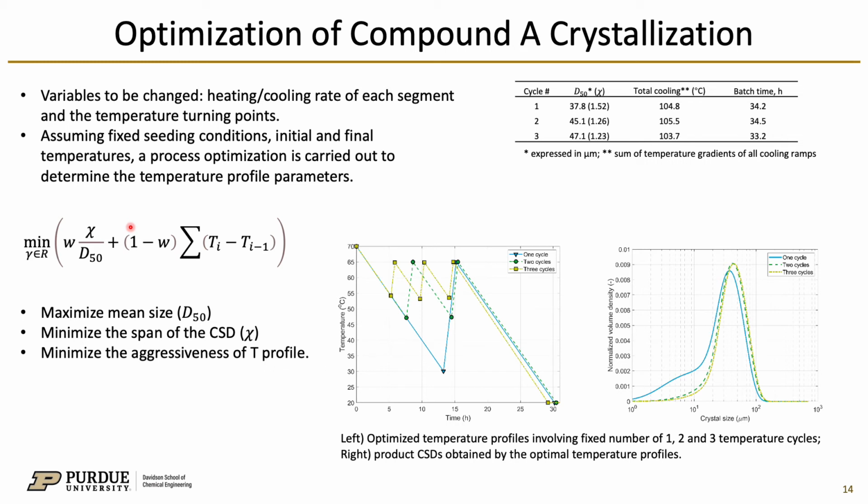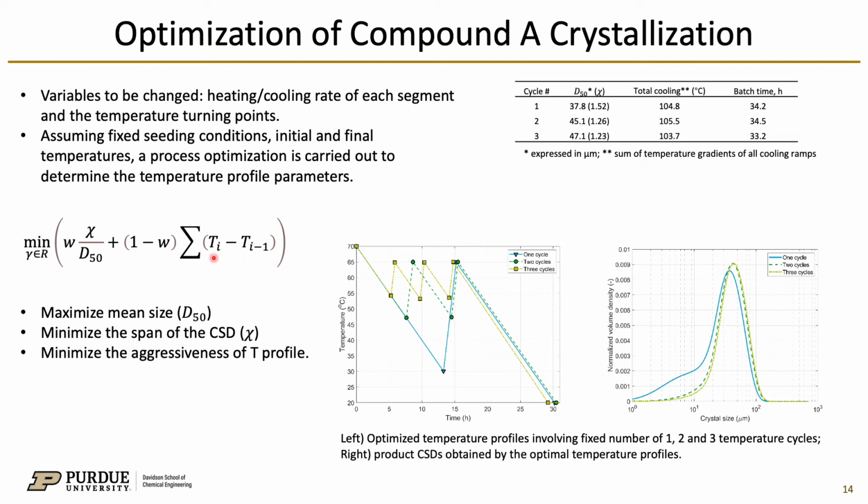These size identifiers, D50, D10, and D90, are good indicators of the broadness or the span of the crystal size distribution, and they are calculated as the particle sizes where the 50th, 10th, and 90th percentiles of the crystal number density lie. This term in the objective function means the minimization of the broadness of the number density to achieve a narrow crystal size distribution for a uniform product.